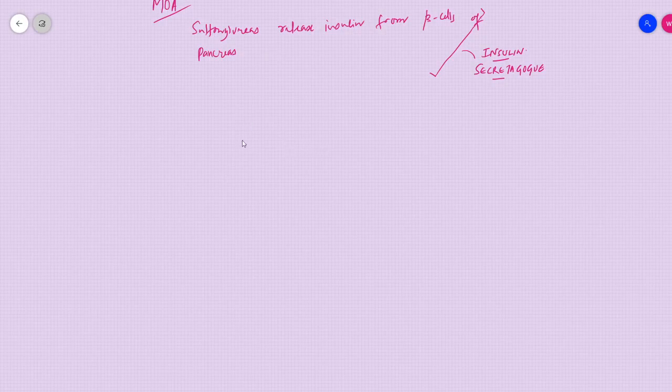So sulfonylureas bind to a particular area of the potassium channel called the sulfonylurea receptor, SUR1. And what is SUR1? Sulfonylurea receptor 1. So it binds to SUR1.